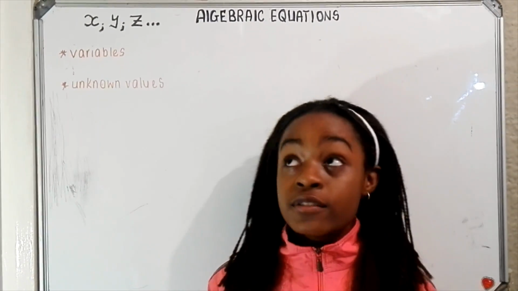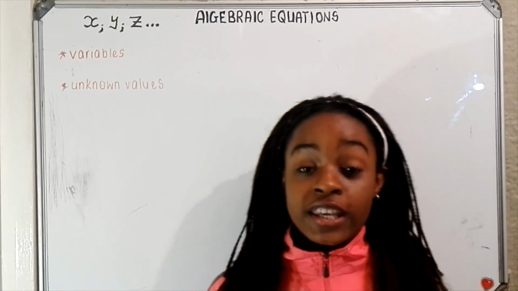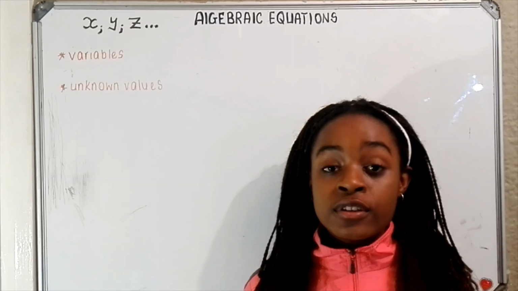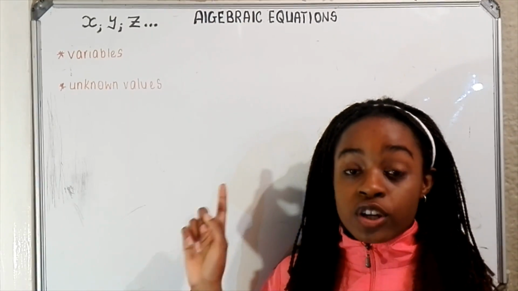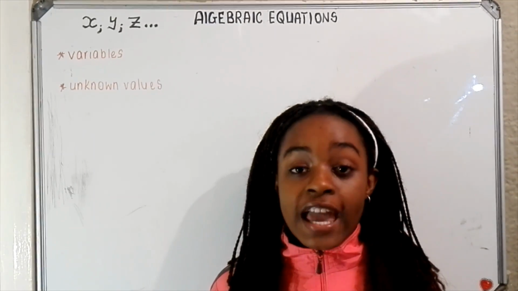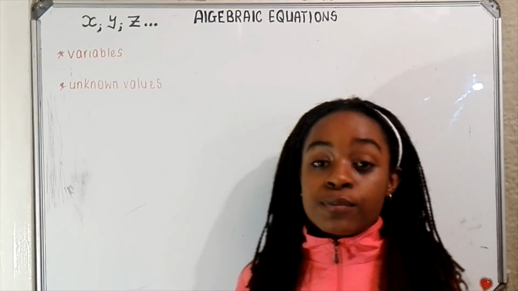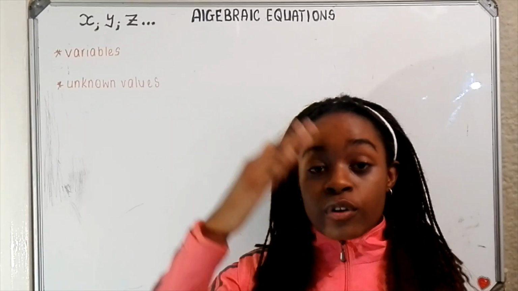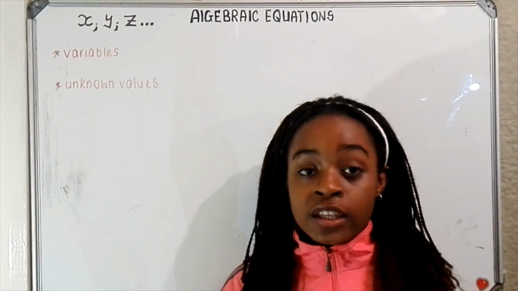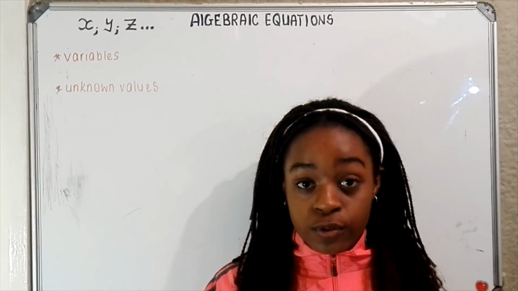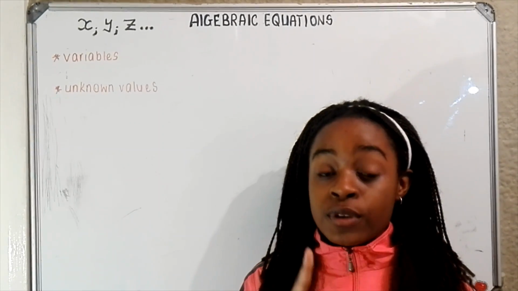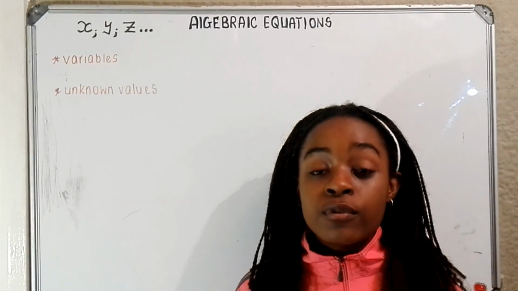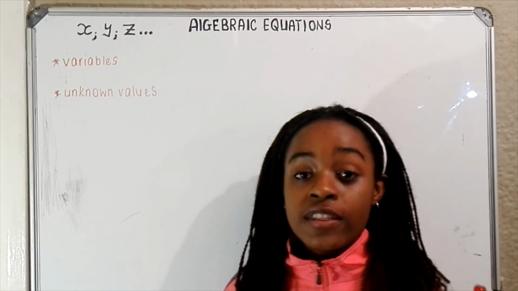Last time we learned how to solve algebraic equations using addition and subtraction. In today's video we're going to learn how to solve algebraic equations using multiplication and division. The most important thing to remember when solving equations is whatever you do on one side of the equal sign, you must do on the other side of the equal sign. And you must also remember that multiplication and division are inverse operations, so they can undo each other.